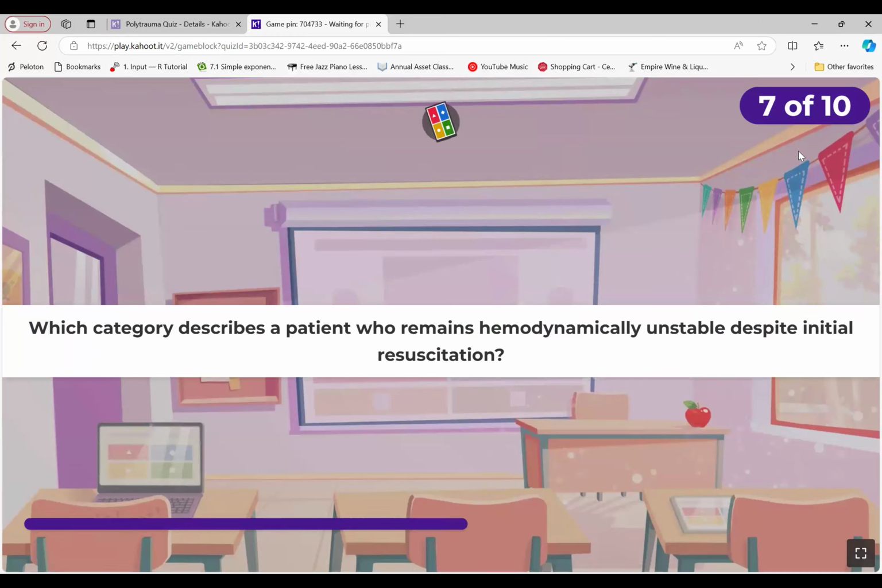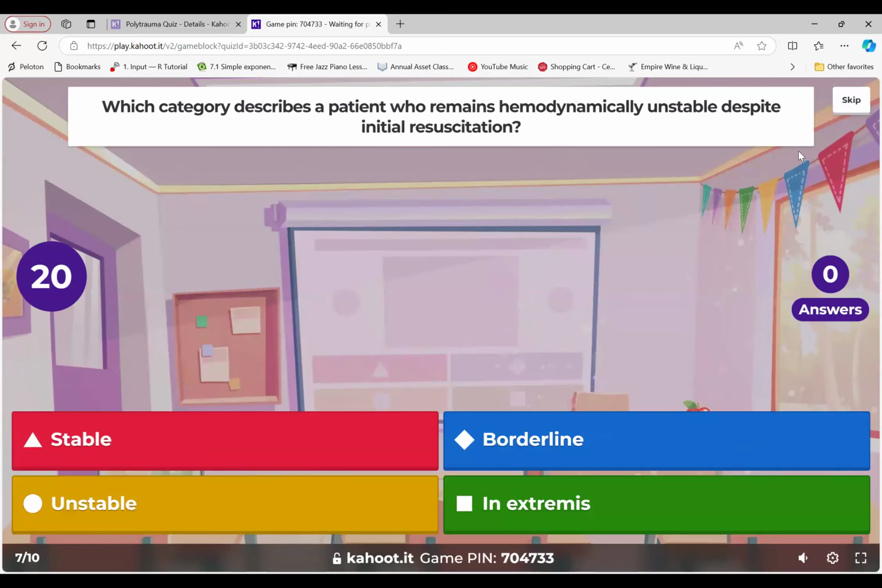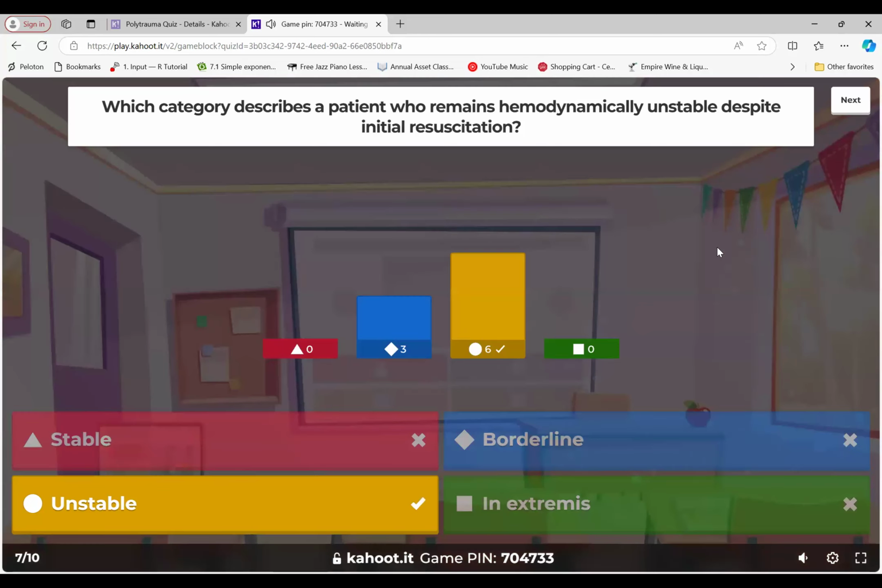Okay, which category describes a patient who remains hemodynamically unstable despite initial resuscitation? Stable, unstable, borderline, in extremis. So the answer is unstable.